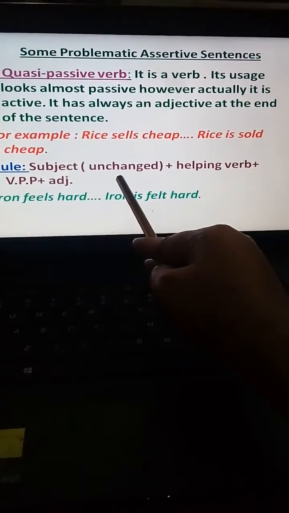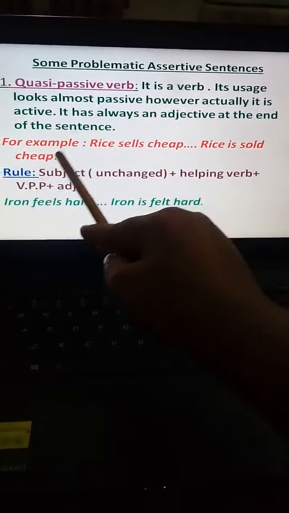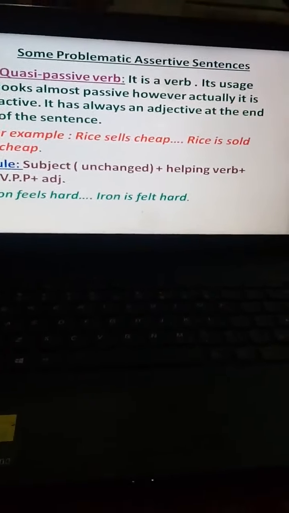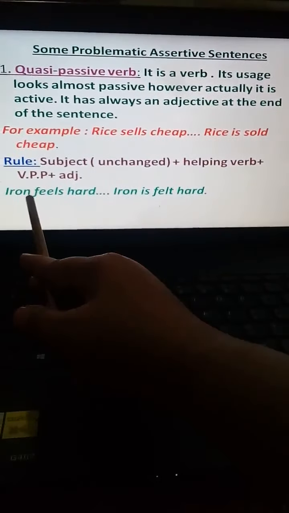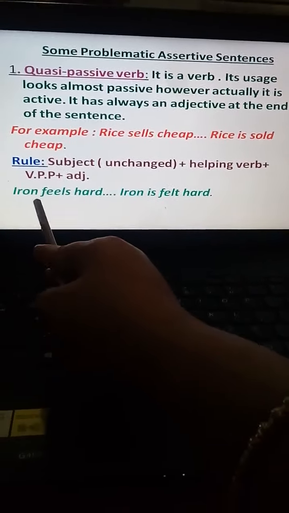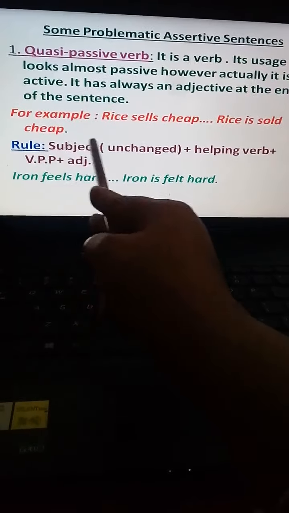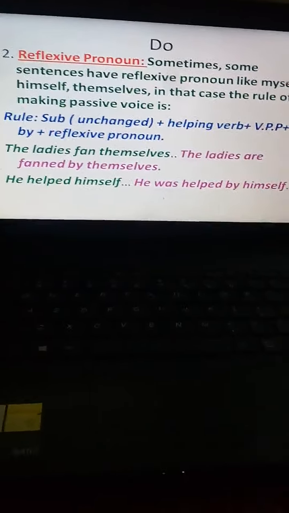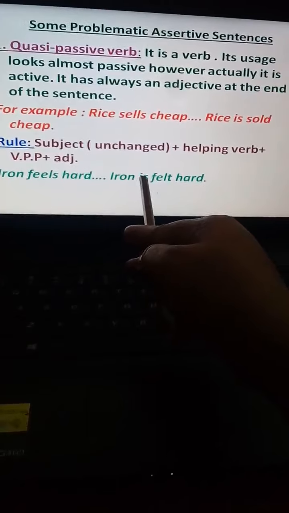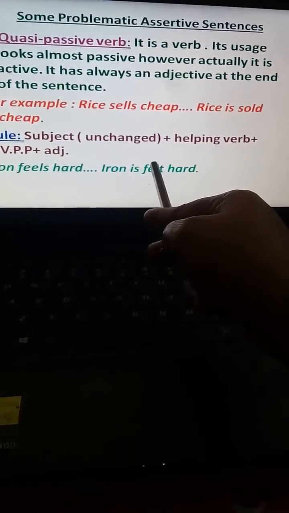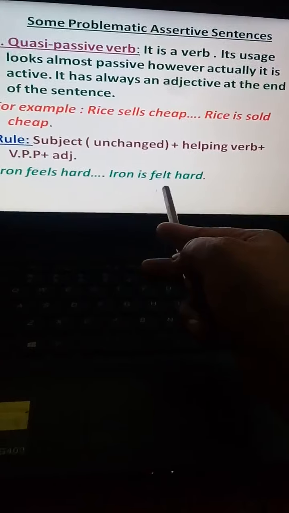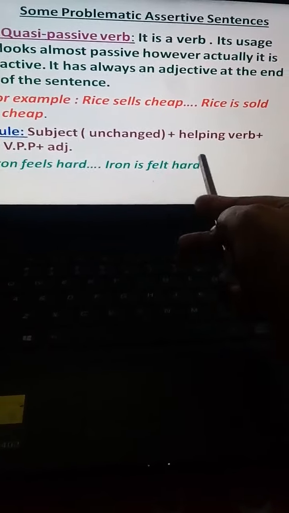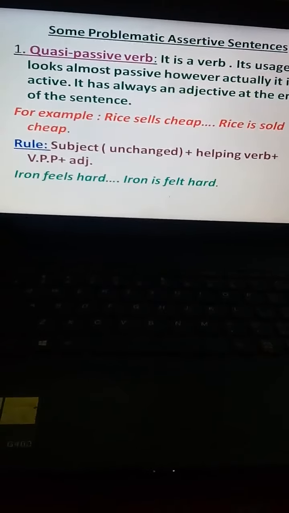So the subject should be unchanged, then a helping verb is used, and then the past participle form of the verb is used, and after that the adjective is used at the end of the sentence. Another example is written here: "Iron feels hard." So iron is the subject in the passive form again, and after that is, an auxiliary verb or helping verb, is used, and then felt is the past participle form of feel, and then hard is an adjective, so hard is written at the end of the sentence.